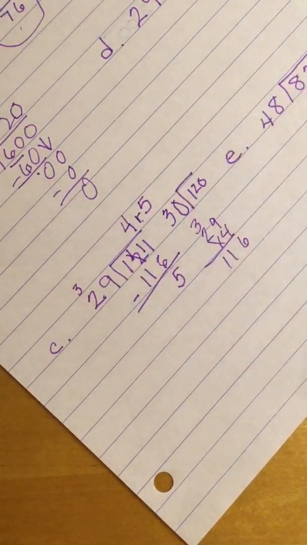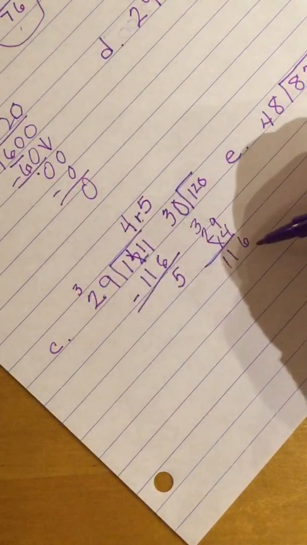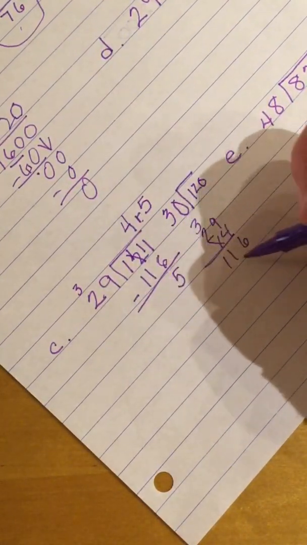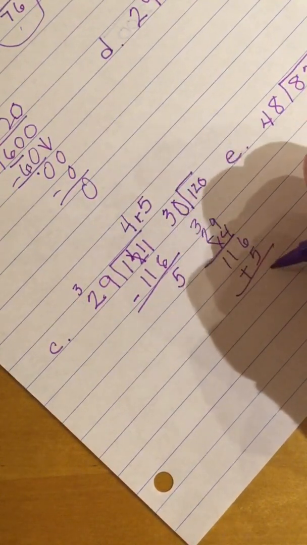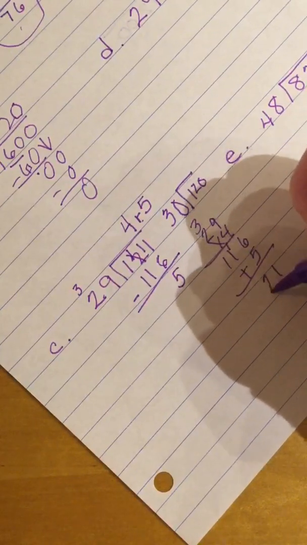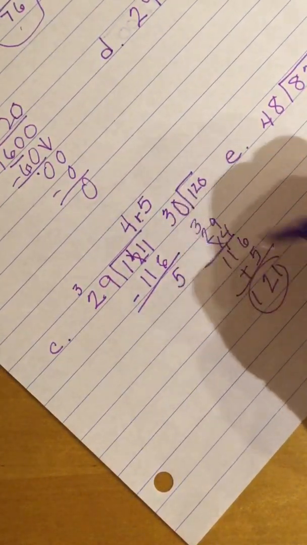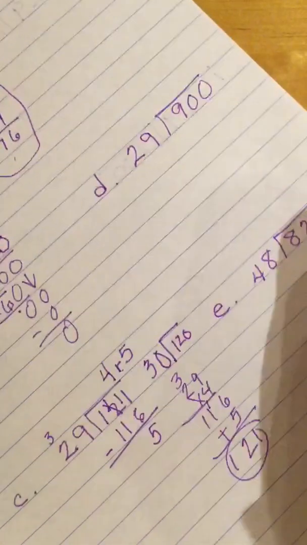All right. Now, if I wanted to check my work, I could do 29 times 4, which I have right here, and I get 116. Then I add the 5. 6 plus 5 is 11. 1 plus 1 is 2, and 121. And they match. All right, let's go on to D.